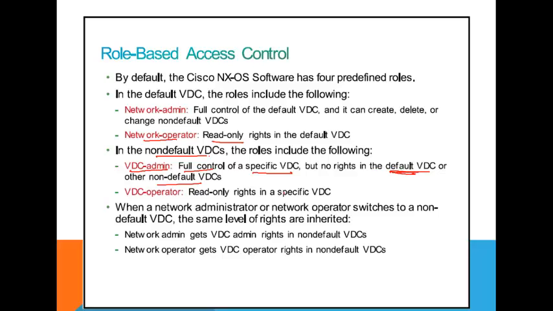So likewise, VDC operator is the one who has got only read-only rights, and these two have no scope with other VDCs. They are limited to that particular VDC alone. So when a network operator goes to a non-default VDC, he gets read-only rights on the non-default VDC as well. So that's the power of the network admin and network operator. Whichever VDC they get in, they get the corresponding role.